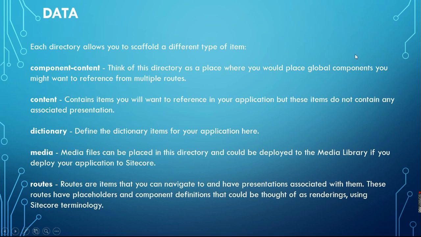Let us see content and component. There is a global component, which we can place here. For content, we have the reference item of the content, but it doesn't have the associated presentations. The routes have all the content and navigate to the item with the presentation associated with it. These are the folders in the data structure: component, content, dictionary, media, and routes.